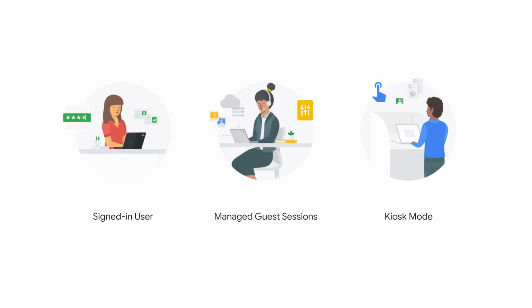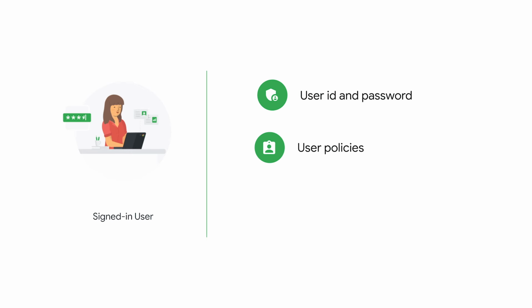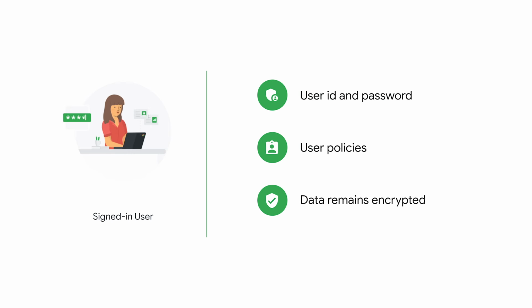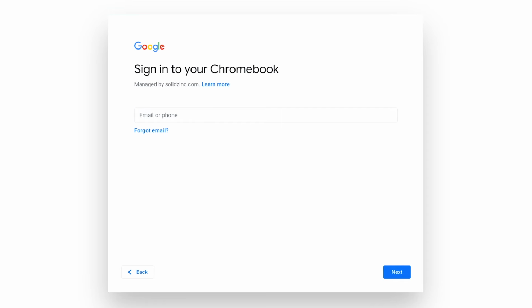First, signed-in user mode is a fairly straightforward and familiar method, where a user is required to provide a user ID and password to sign into the device. Many of the policies that govern the behavior of Chrome OS devices are user-based, so different users can sign into the same device and have entirely different experiences. In this mode, data is persistent across sessions, yet remains encrypted and inaccessible from other users who might sign into the same machine. Here is the user experience for a signed-in user mode.